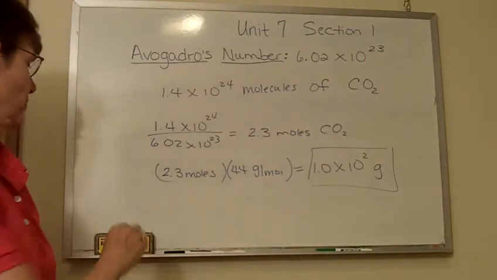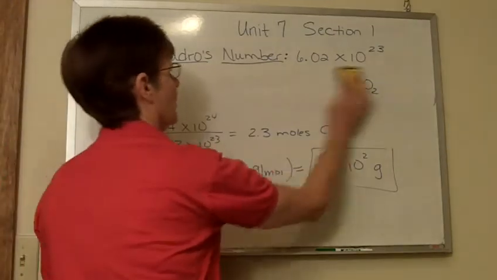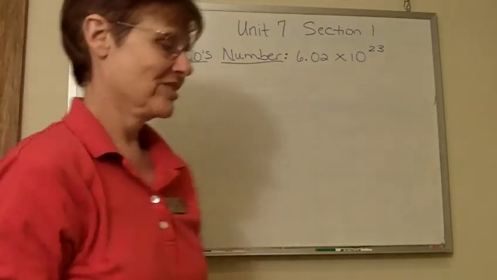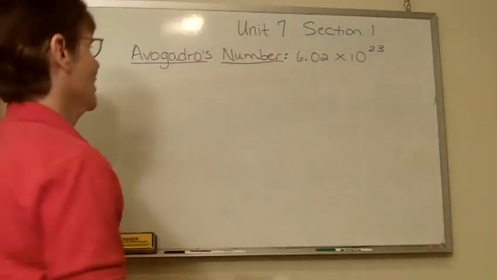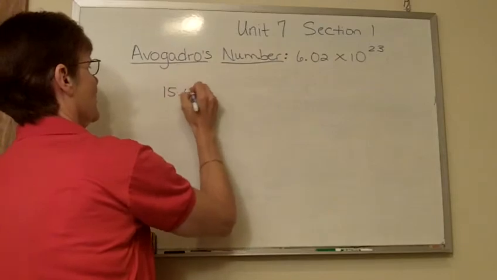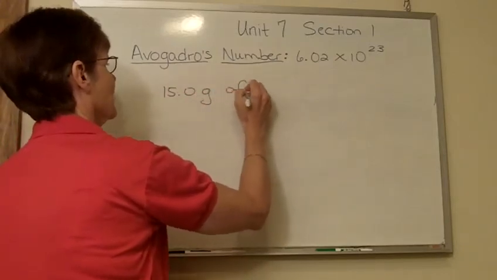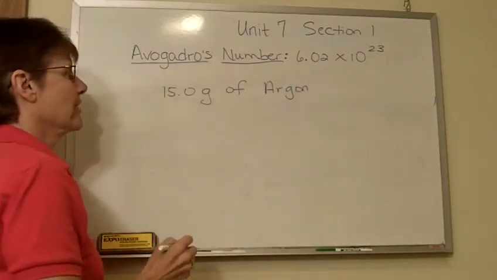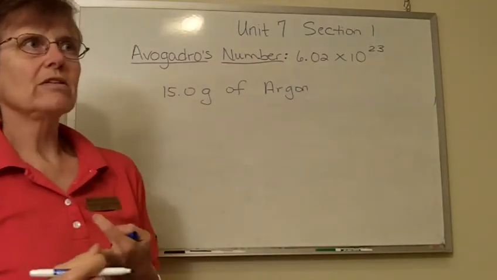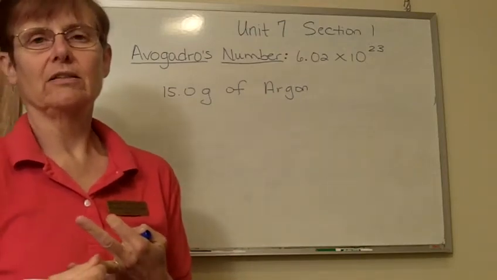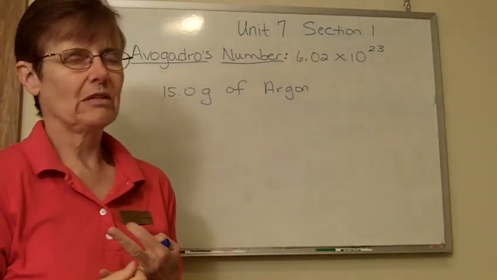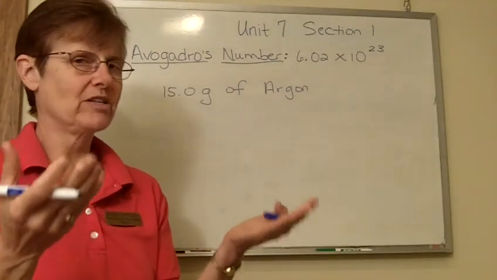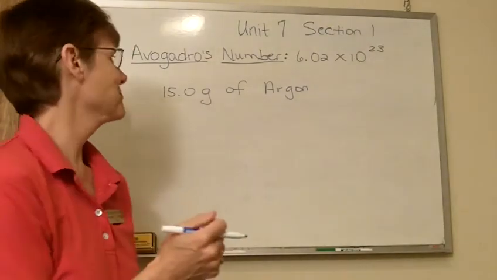Let's do one more problem before I quit here. Let's start with the number of grams of something and go backwards. So what if I am given 15.0 grams of argon? One of my favorite things. Let's say that I want to know how many moles this is and how many particles. You always have to go to moles first. So you never can get directly from mass to number of particles or vice versa. You've always got to go to moles in between.